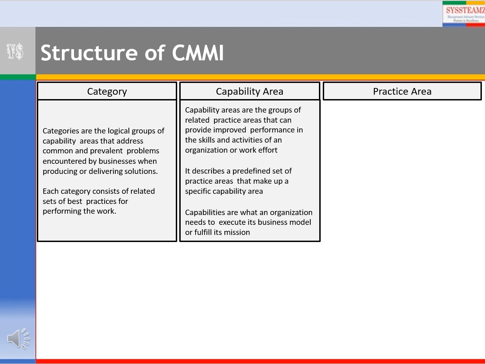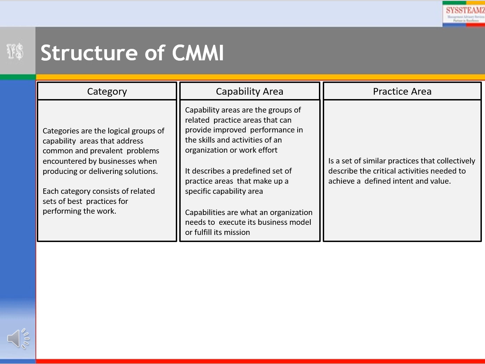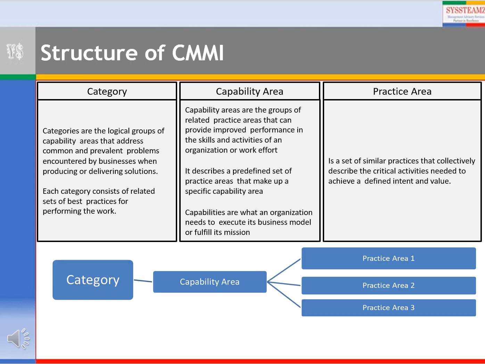Capability areas are the groups of related practice areas that can provide improved performance in the skills and activities of an organization or work effort. It describes a predefined set of practice areas that make up a specific capability area. Capabilities are what an organization needs to execute its business model or fulfill its mission. Practice area is a set of similar practices that collectively describe the critical activities needed to achieve a defined intent and value.